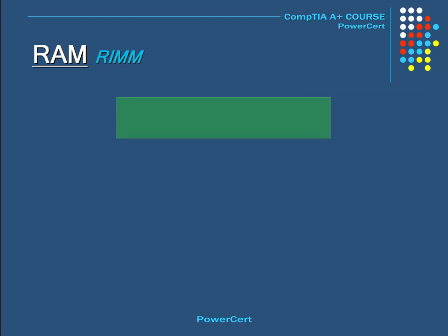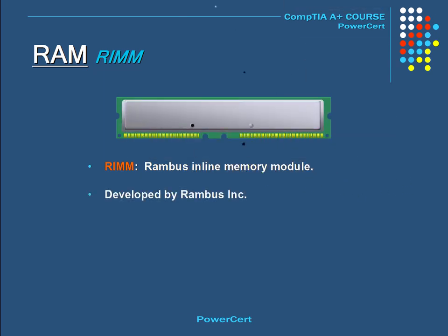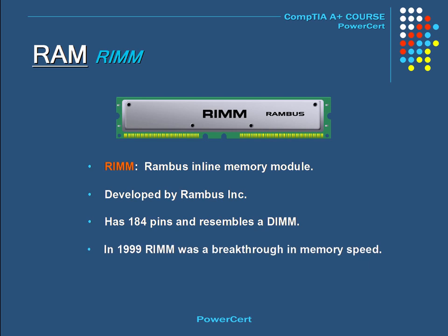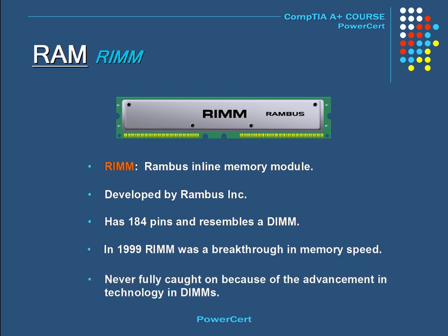Another type of memory module is called RIMM, which stands for Rambus Inline Memory Module, which was developed by the company Rambus Inc. RIMMs have 184 pins and look similar to a DIMM, with the exception that the bottom notches are located in the center of the module. In 1999, RIMMs were a breakthrough in the speed of memory, but have quickly fallen behind due to the advancement of technology in DIMMs.